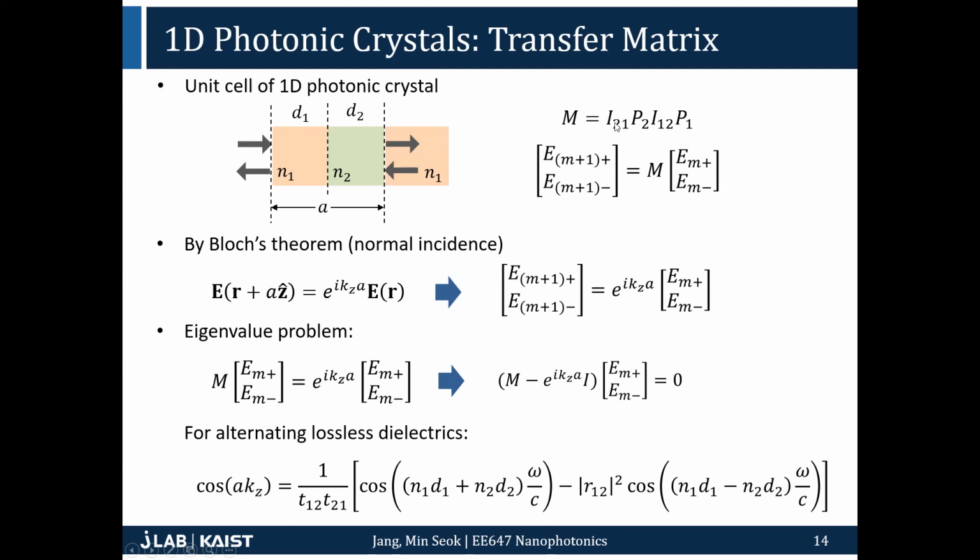If we do that, we can get the transfer matrix, and this transfer matrix, by definition, connects the electric field on this side to the electric field on that side. Em plus, Em minus on this side to Em+1 plus, Em+1 minus here. And then Bloch's theorem also connects these two electric field components, right? This is just what we learned before.